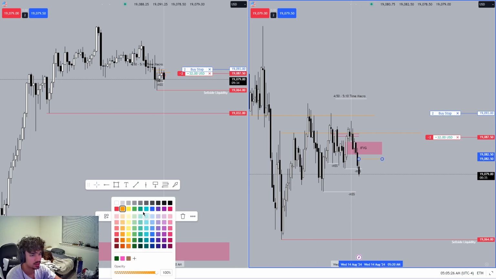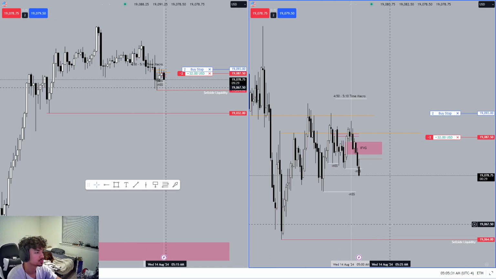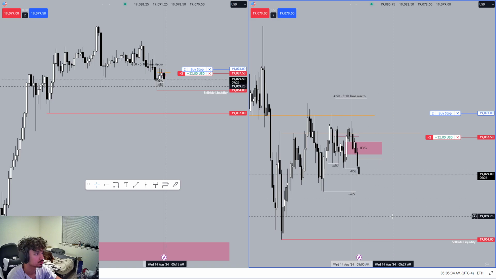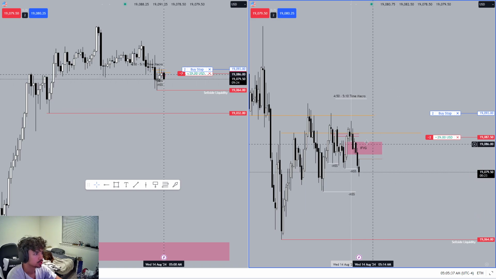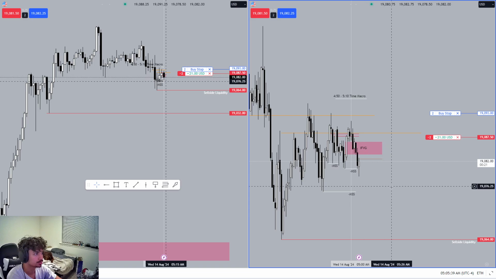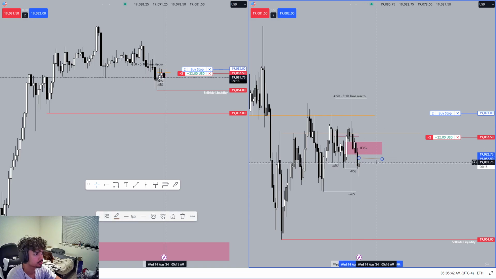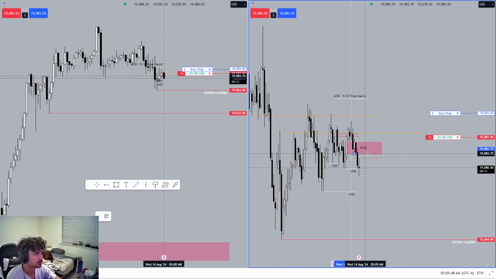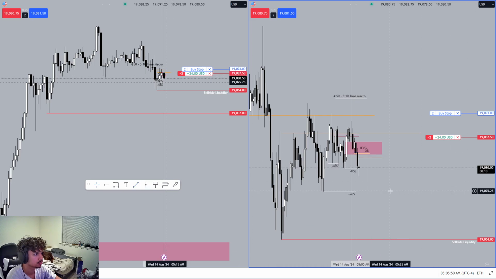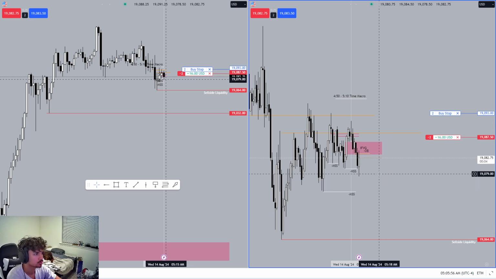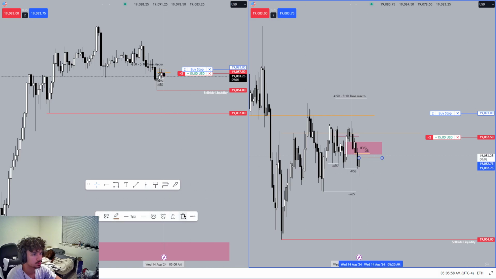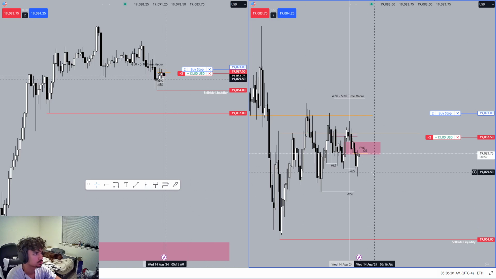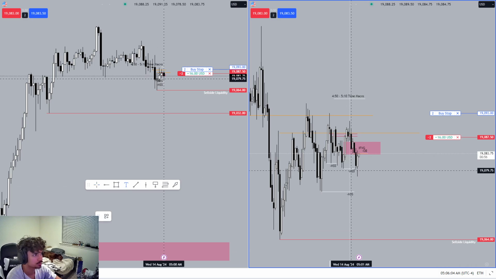Let's actually put it in brown. So now we have a couple PD arrays that we're truly watching. Okay. We really want to see respect here.